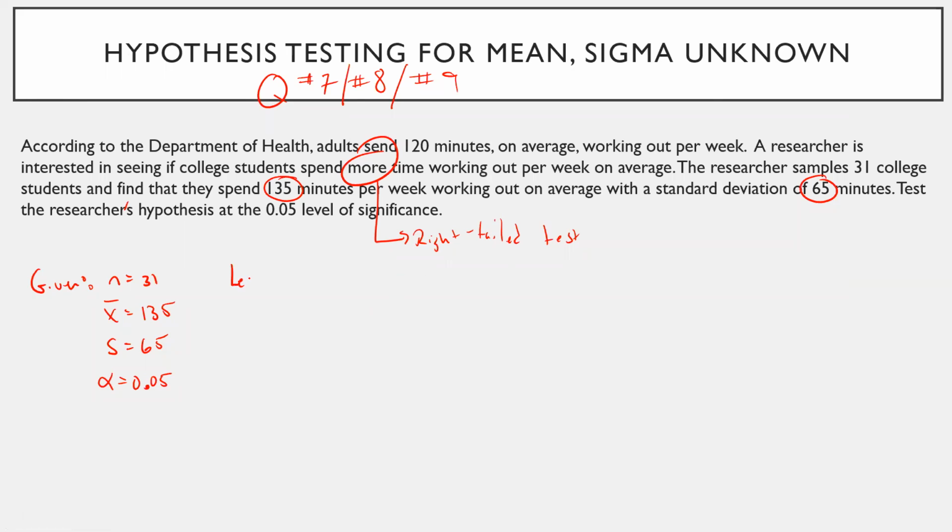So just what average are we investigating? Just for ourselves, because it actually helps to understand the problem too. We're investigating the mean time that who does what. We're not going to put a number to it yet. The mean time per week that college students spend working out.